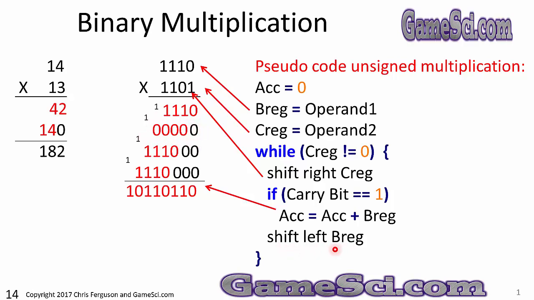Once again, I'll shift left the B register. I will make this value larger. I'm going to shift it over a second time. That's where those two zeros right there come from. I'll hit the end of the loop, come back up.